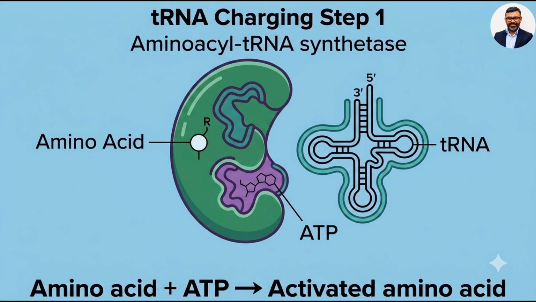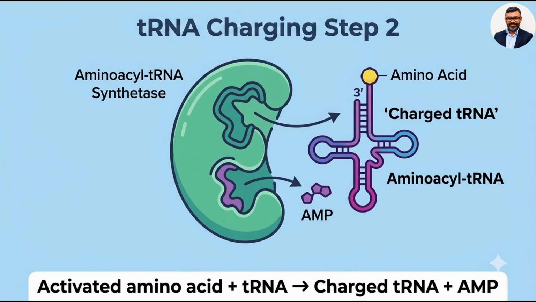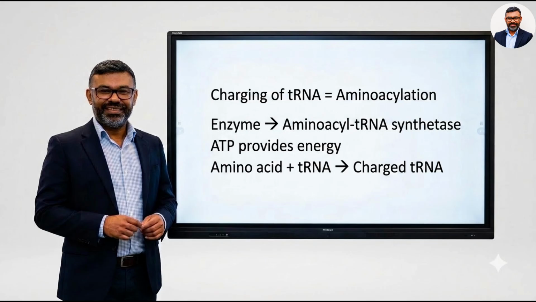Each amino acid has a specific synthetase that recognizes the correct amino acid and its corresponding, or cognate, tRNA. First, the amino acid is activated using energy from ATP. The aminoacyl-tRNA synthetase then attaches the activated amino acid to the 3' end of the appropriate tRNA. The resulting molecule is called a charged tRNA, or aminoacyl-tRNA.